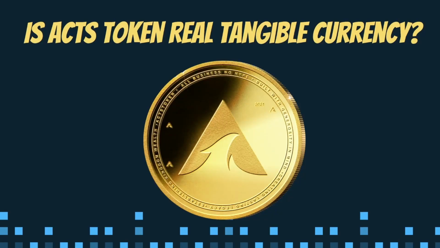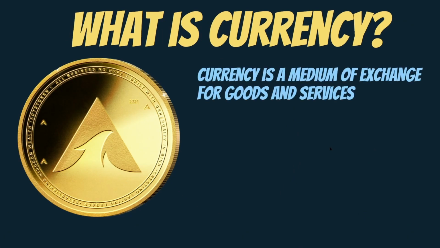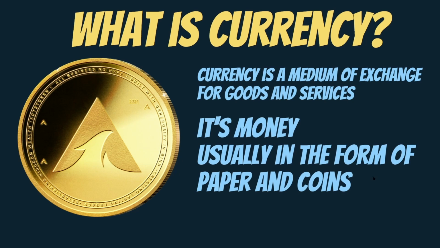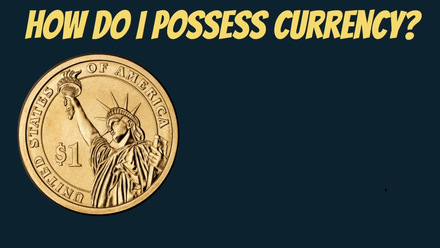I think it's really important to also talk about what exactly is X token, and is it real, tangible currency, right? This graphic here is just a digital example, but what do you actually own? So what is currency? Currency is a medium of exchange for goods and services, right? You use cash, you use things like that to transfer, right? It's money, usually in the form of paper and coins, but currency has now gone beyond that definition. So how do you possess currency right now?